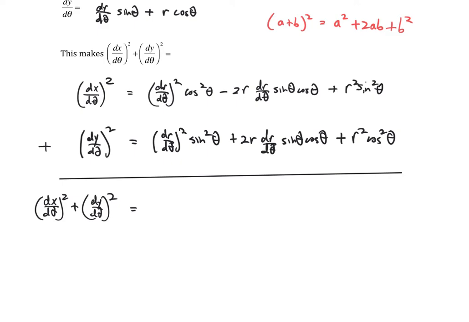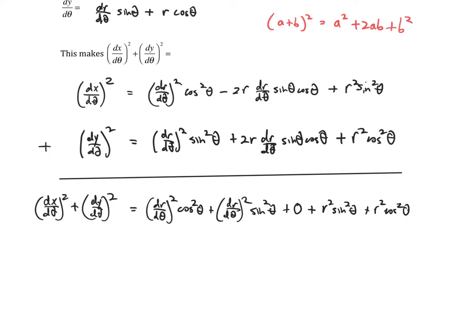When we look at that first part, it is going to be this first term, adding these two guys together. We get dr d theta squared cosine squared theta plus dr d theta squared sine squared theta. If you look at this term and this term, they're just the same term with opposite signs. So that part there is just going to be plus 0. And then when we look at the last two terms, that's going to be r squared sine squared theta plus r squared cosine squared theta.